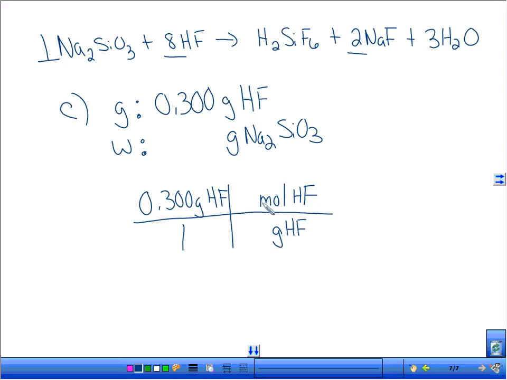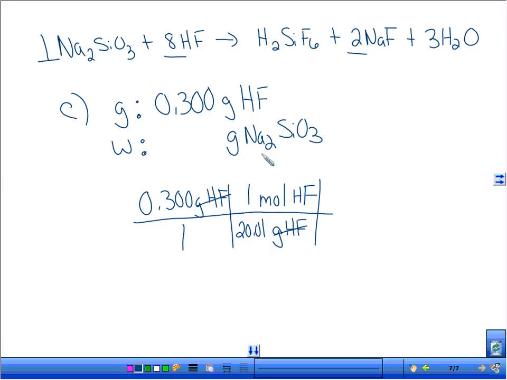And what am I going to put with this word mole? I'm going to put a 1. It always is a 1 with grams because we're dividing by the molar mass. So I'm going to find this off the periodic table. This equals 20.01. This is going to cancel. If I stop right there, I'm just going to have moles of HF. I'm not looking for moles of HF. I'm looking for grams of sodium silicate.